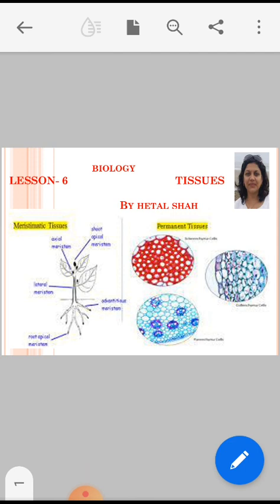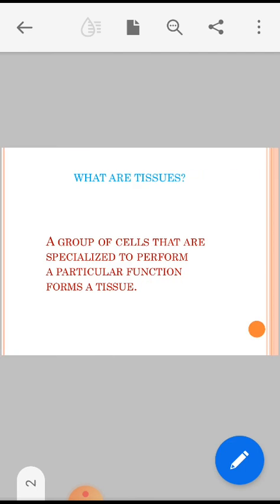We'll continue with lesson number 6, tissues. In the last session we had discussed what cells are, what tissues are, and what the types of tissues are. In this session we'll proceed further with the types of plant tissues in detail. Before we move on to the types of plant tissues, let us revise the definition of tissues.